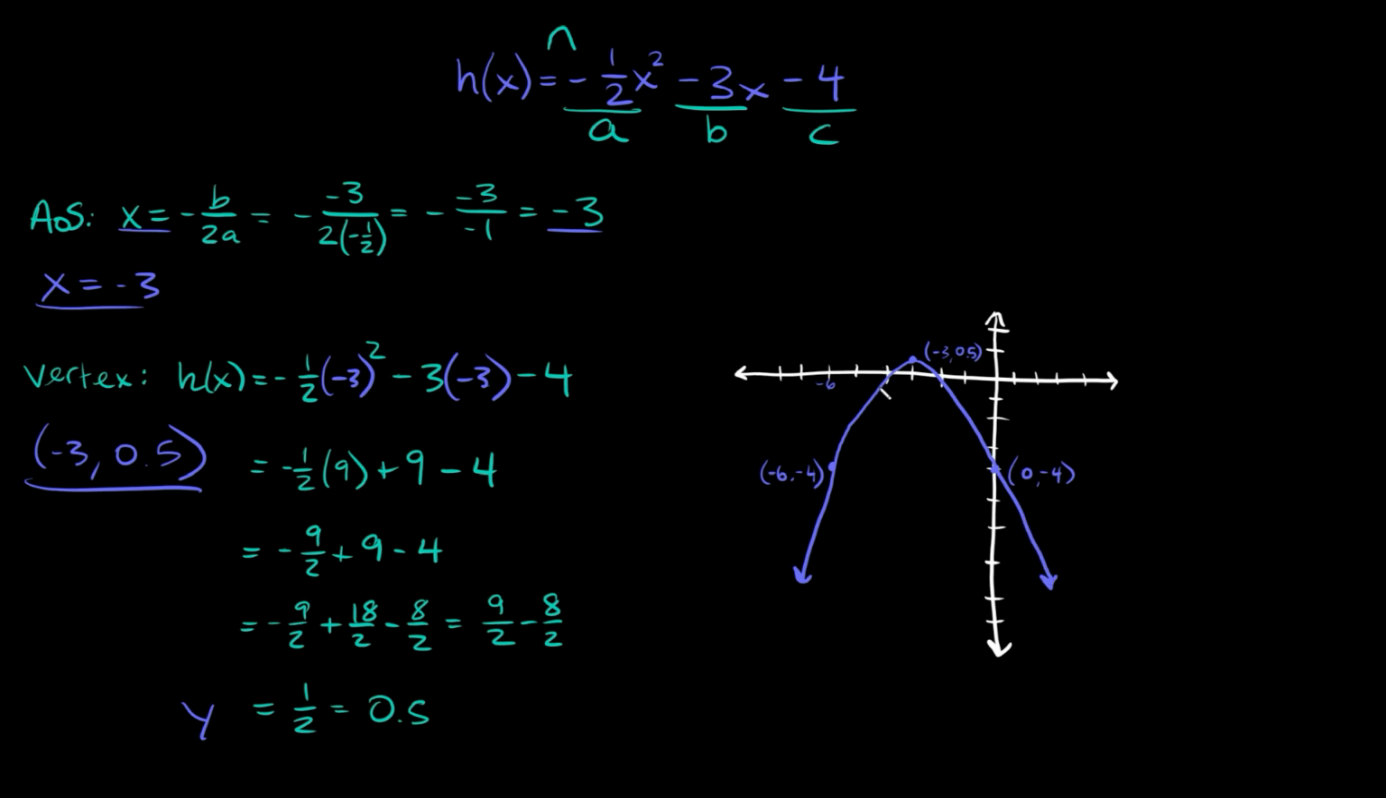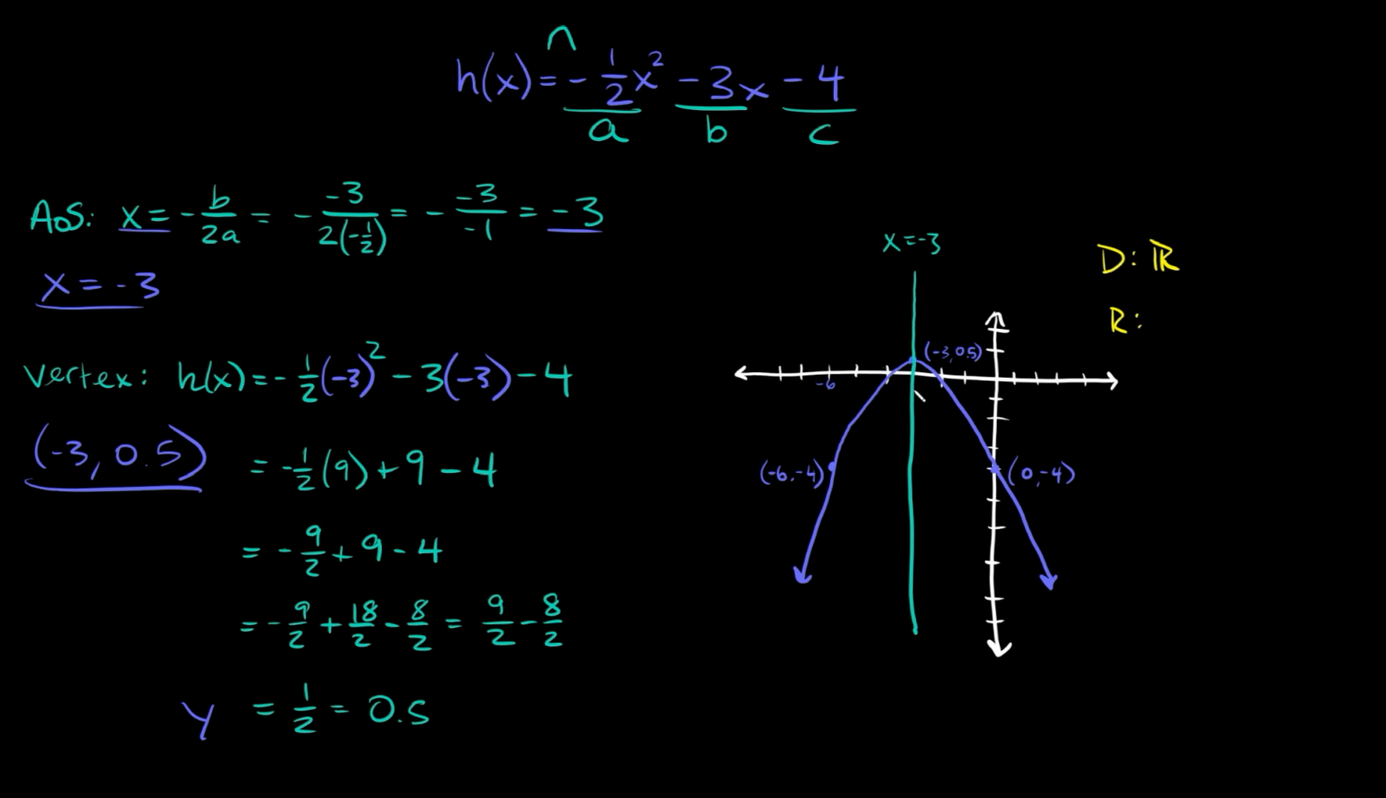The axis of symmetry, again, is just a vertical line that runs straight through your vertex. All right, that's good enough. So then this is at x is equal to negative 3. And again, to find the domain and the range, well, the domain's easy, right? It's all real numbers. Always going to be the same thing.